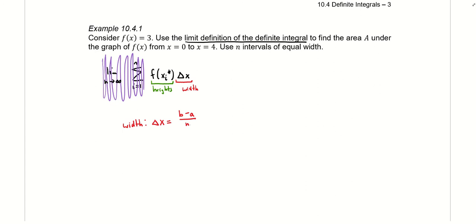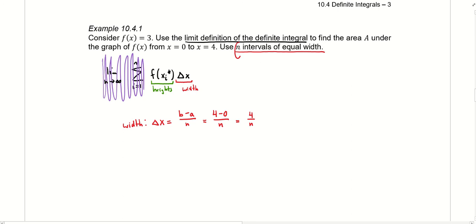So what's our n here? Well, we don't have a specific number of rectangles we're using here. We're just saying we're using n intervals of equal width. So our n, I'm just going to keep it as n. I'm not going to plug in a value for it. A and b, though, a is 0 and b is 4. Those are the endpoints of the interval of interest. So my width, I'm going to define as b minus a, 4 minus 0, over n, which is just 4 over n.